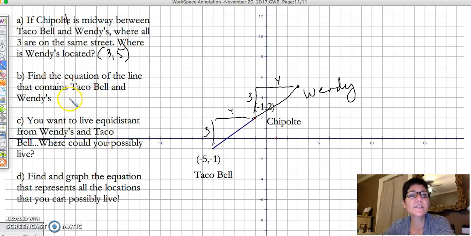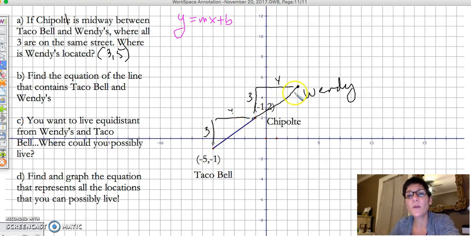So it says find the equation of the line that contains the Taco Bell and the Wendy's. Well, if you look, I already have the slope of the line, right? Isn't that nice? I already have the slope of the line, but I have to be honest with you, I'm not sure where it passes the y-axis, so I have to do my y equals mx plus b. So if I have my y equals mx plus b, and I'm doing part b, I know that my slope is 3/4, so I already have that in my pocket, which is awesome.